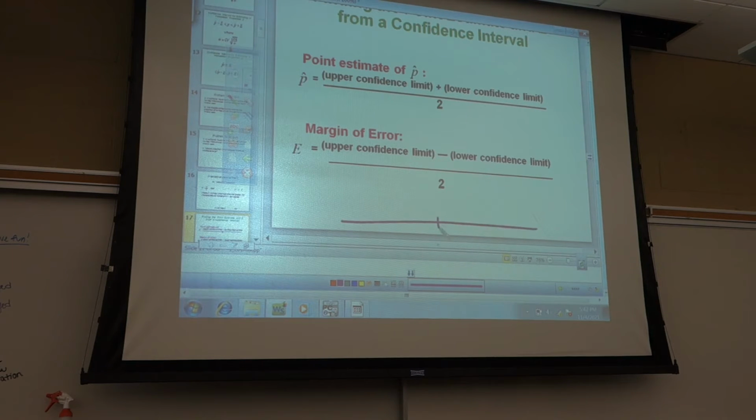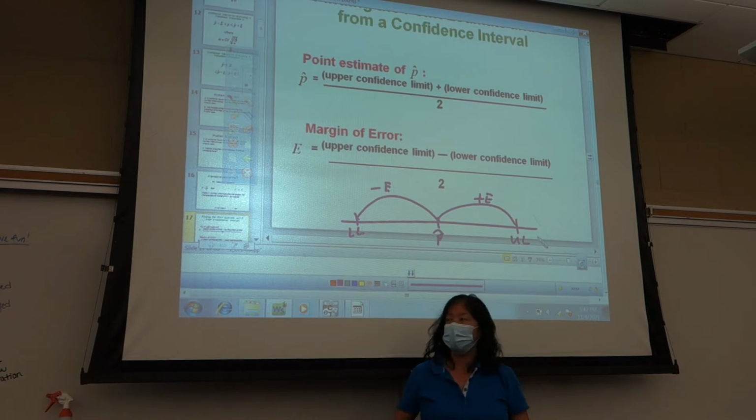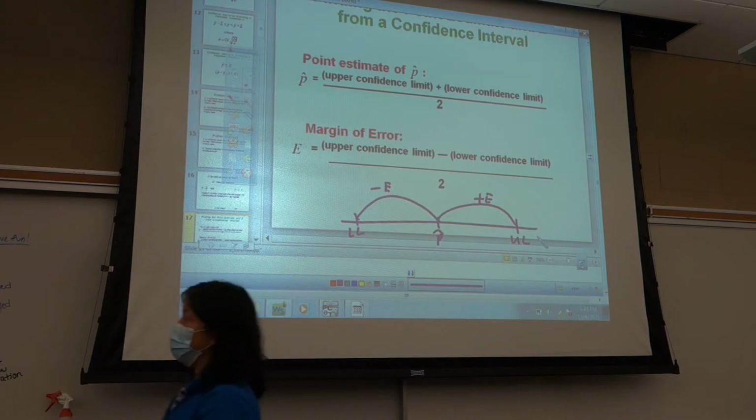Right, here's my p hat. I add my error to get to my upper limit. I subtract my error to get to my lower limit. So there's 2 e's from the upper limit to the lower limit, a distance of 2e. So I can find that distance, the upper limit minus the lower limit, and divide by 2 to get just 1e, because the distance from here to here is 2e. So that's another way of finding it.